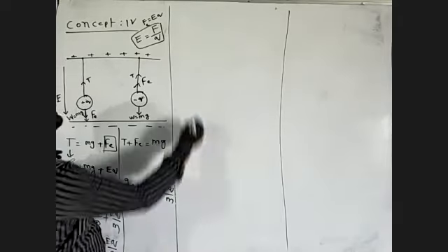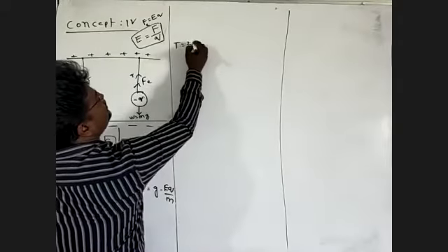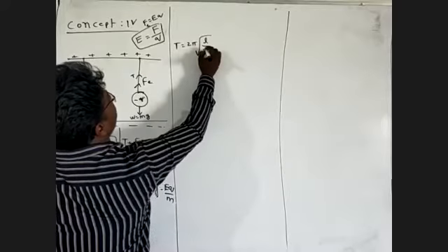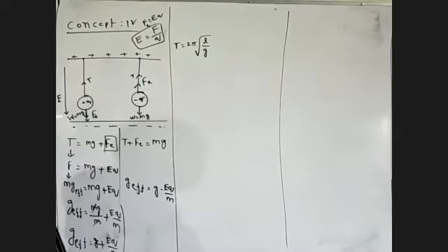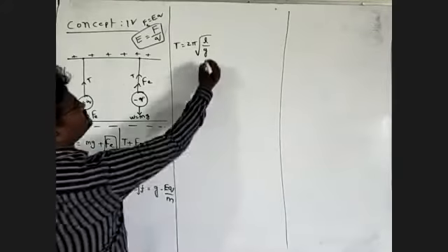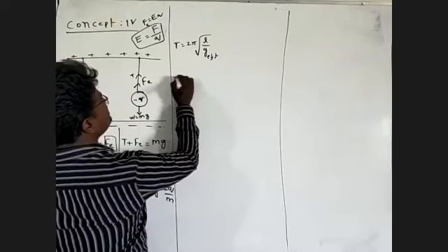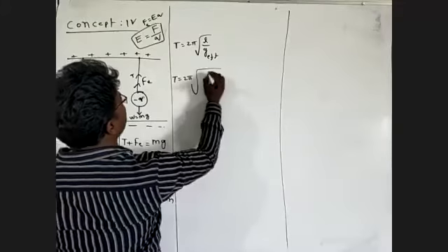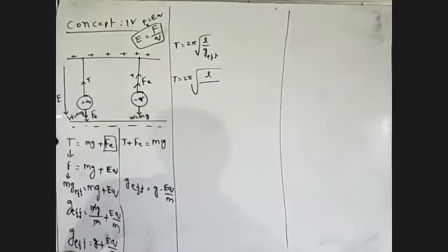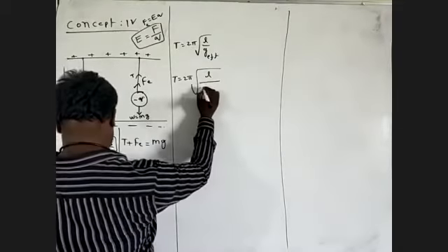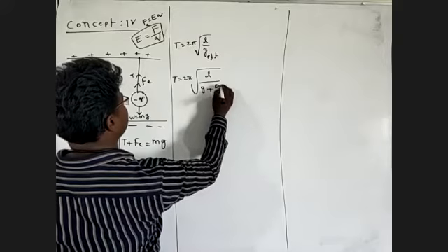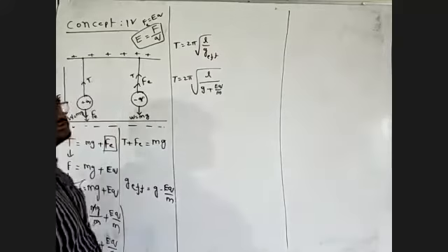Now for this one, T is equal to the time period of a simple pendulum. T is equal to 2 pi root of L by g. This is the simple pendulum formula. This is g effective, I'm writing. T is equal to 2 pi root of L by g effective, which means g plus EQ by m, I'm writing.